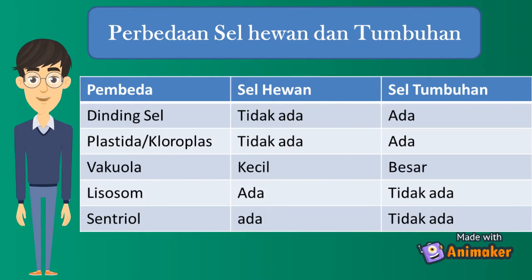Dari video tersebut kita lihat ada perbedaan sel hewan dan sel tumbuhan. Apa saja? Kita lihat bahwa sel hewan tidak memiliki dinding sel, plastida atau kloroplas, dan juga memiliki vakuola yang kecil. Sedangkan sel tumbuhan tidak memiliki lisosom dan juga dia tidak memiliki sentriol.